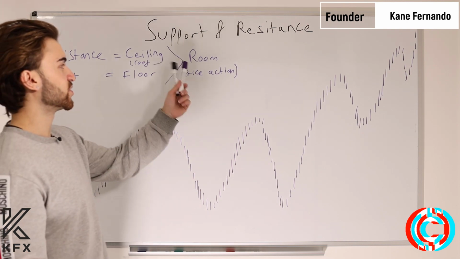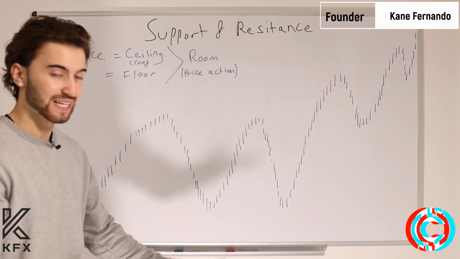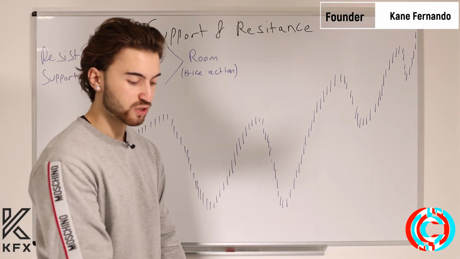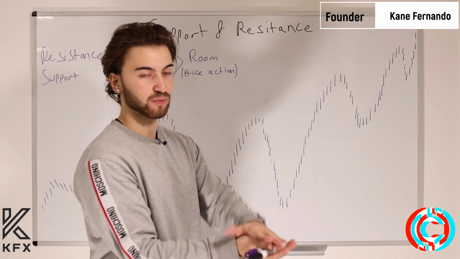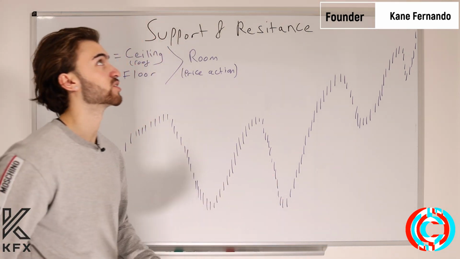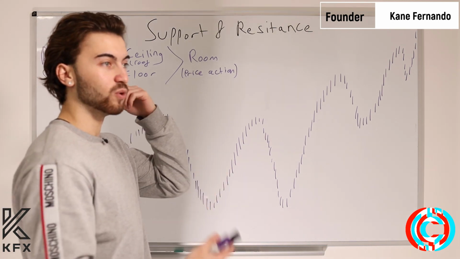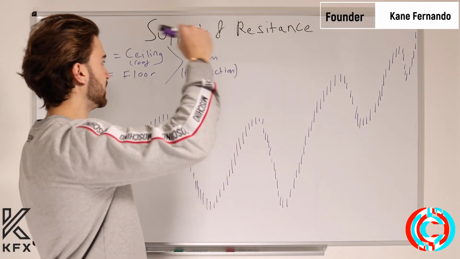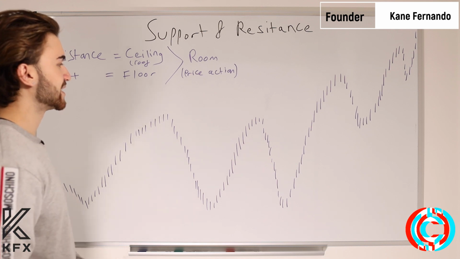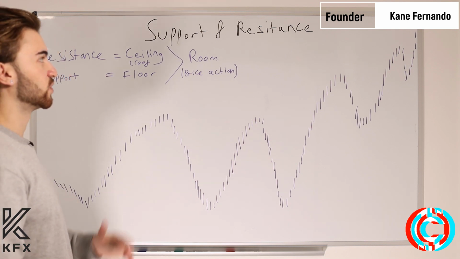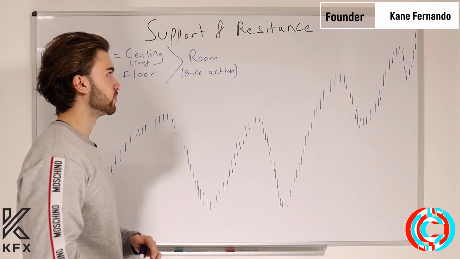So that's how you can differentiate the two. Imagine you're in a room, sitting at a desk right now. What is your chair sitting on? It's sitting on the floor, supporting it. And if you went to chuck something at the roof or the ceiling, what's going to stop it? It's going to be the ceiling. So we can use this in real life in the charts. It's really, really simple.